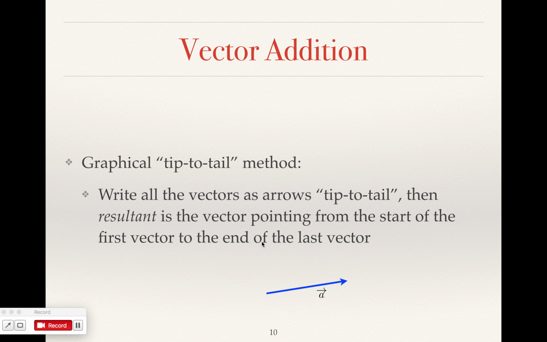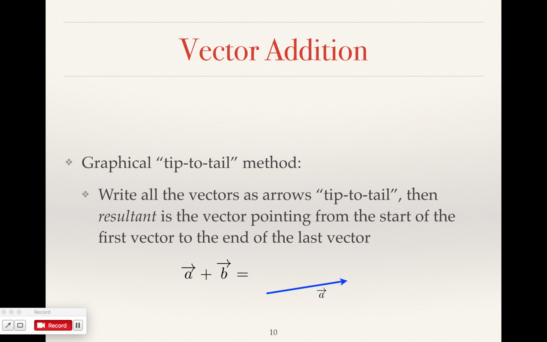I always like to think of this as a treasure map, like these pirate treasure maps where you walk 3 paces east and 12 paces north and 17 paces south and so on. Each of those is an individual vector. You follow them one by one, and then the total resultant, the sum of all those vectors, is the vector pointing from the place where you started to the place where you finished.